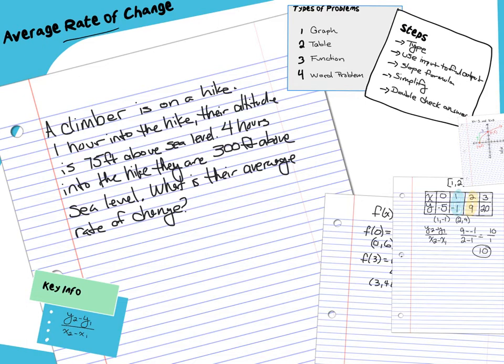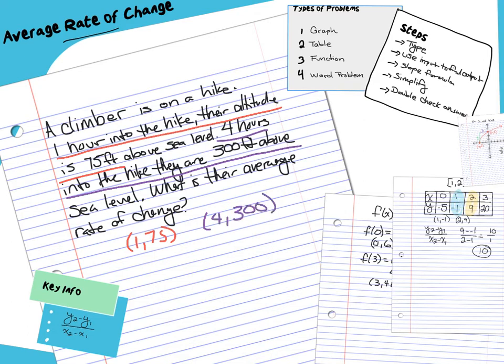So our coordinates are going to be 1, 75. That's for this first set of information right here. And our second set of information is 4 hours into the hike. They're at 300 feet. So that means we're going to have 4, 300. And then you're just going to use your slope formula just like before: y2 minus y1 over x2 minus x1. So it'll be 300 minus 75 over 4 minus 1.